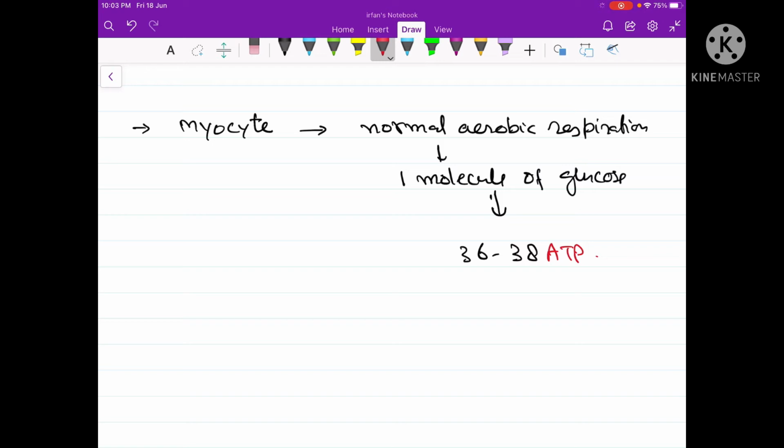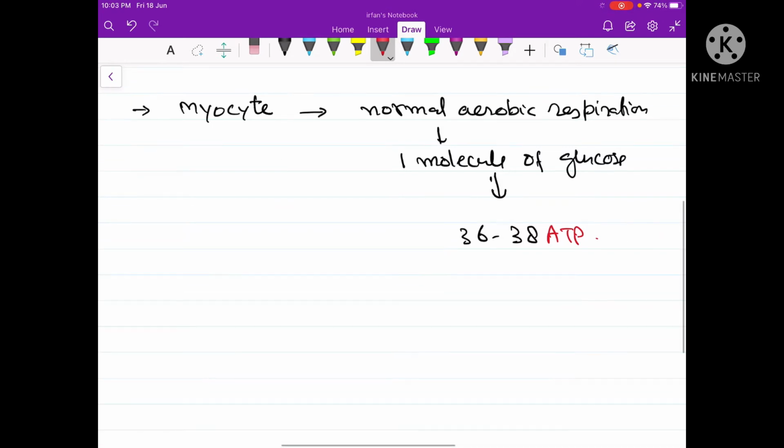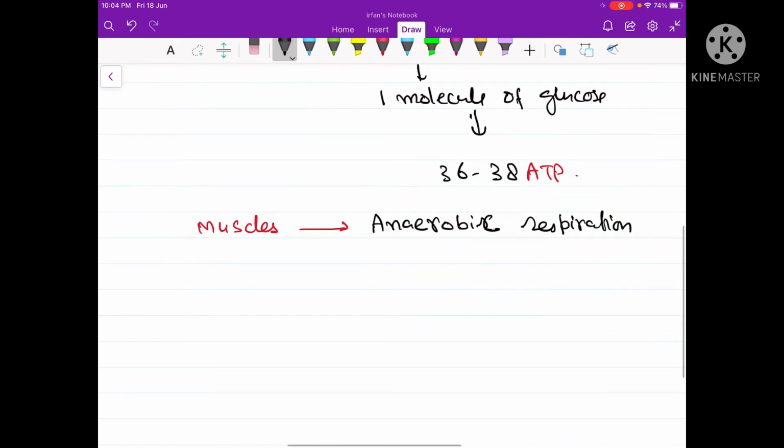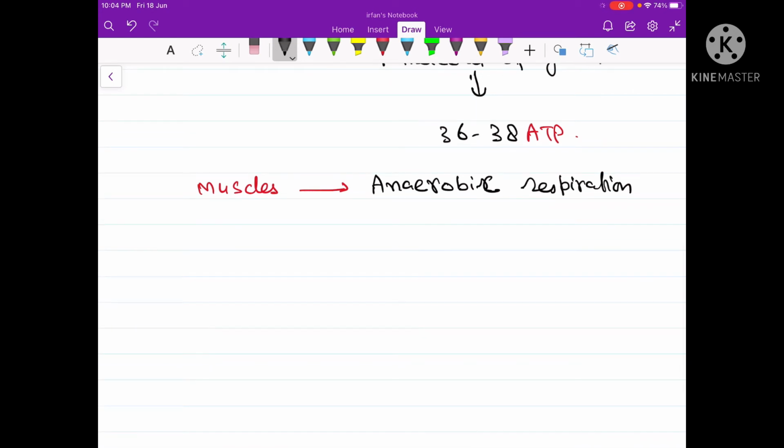But if the consumption of ATP is more than its formation, then at that time muscle will resort to anaerobic respiration. So muscles will resort to anaerobic respiration when the rate of expenditure of the ATP is higher than its synthesis. Now during anaerobic respiration, there is formation of lactic acid. So it comes with a price, that during anaerobic respiration, lactic acid is formed.